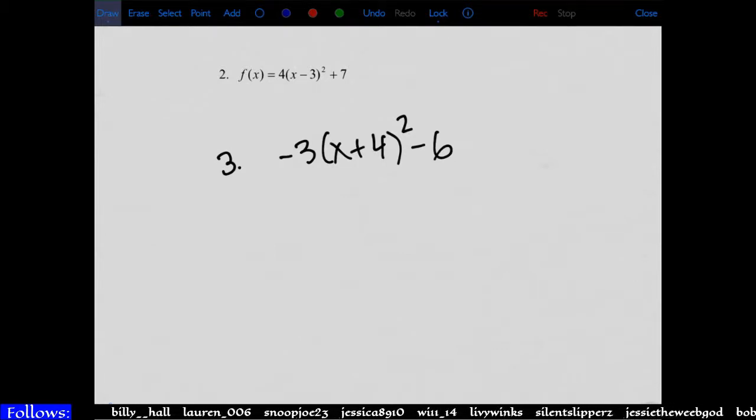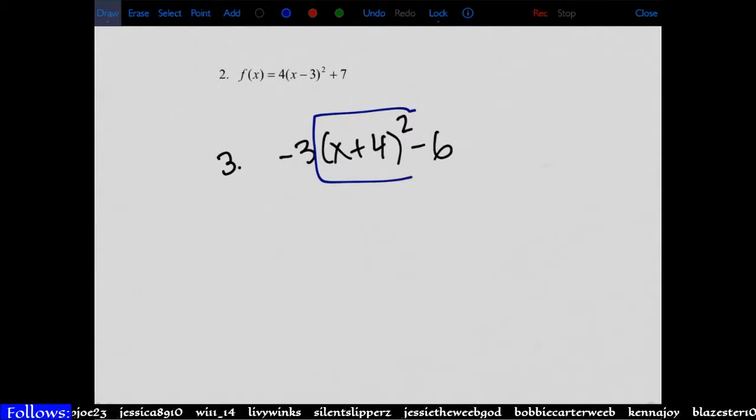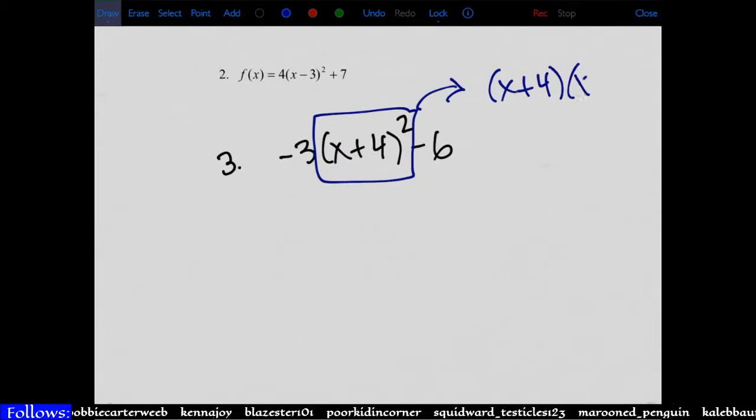First thing we need to multiply is this guy right here because it's being squared. So you have to remember, what does it mean to square something? It means times it by itself. So this thing is the same as x plus 4 times x plus 4.